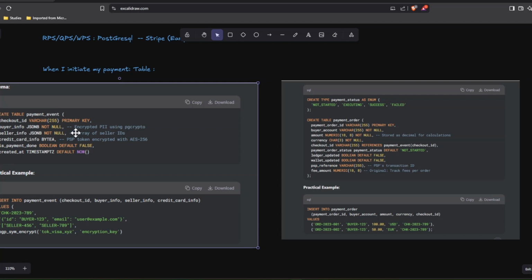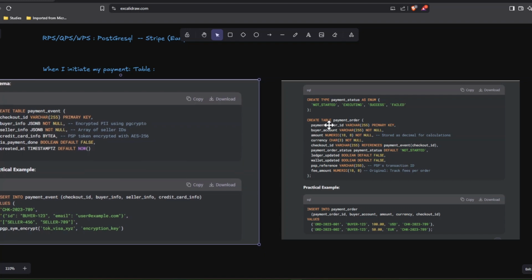So you see, initially in the payment event, one event is getting generated, and after that I am going to have my payment order ID. This payment order ID is going to have all the necessary details, like all the buyer information and the different orders under that particular payment. What is the checkout ID? The checkout ID will be my foreign key over here, you see the references. And the payment status, whether it is success, failed, or executing, all those details will be put into this. And once this payment status has succeeded, and I know to whom I am going to pass my money, I'm going to pass it into the seller's account.